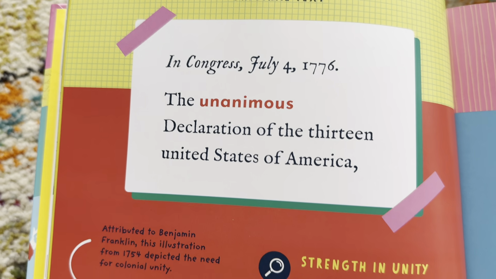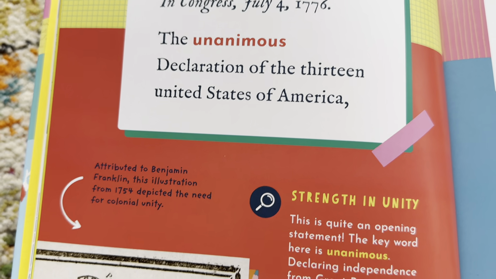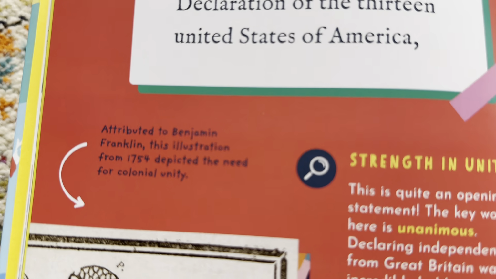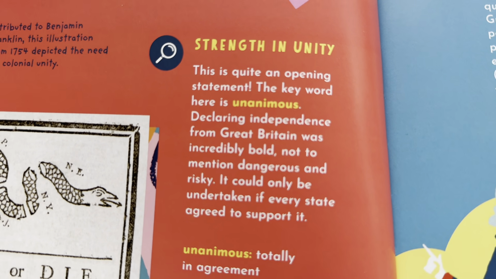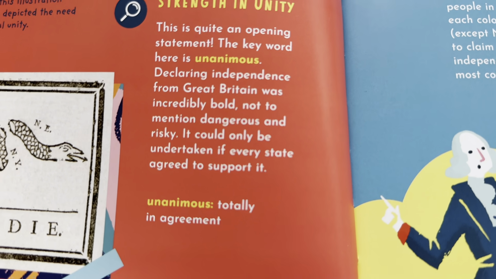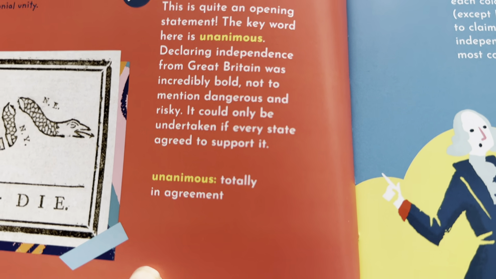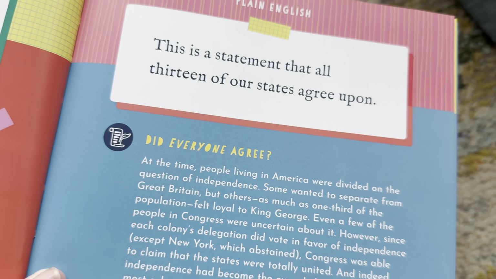So the original text, the unanimous Declaration of the 13 United States of America. That's quite an opening statement. The key word here is unanimous. Declaring independence from Great Britain was incredibly bold, not to mention dangerous and risky, right? Like, that's a really great one.